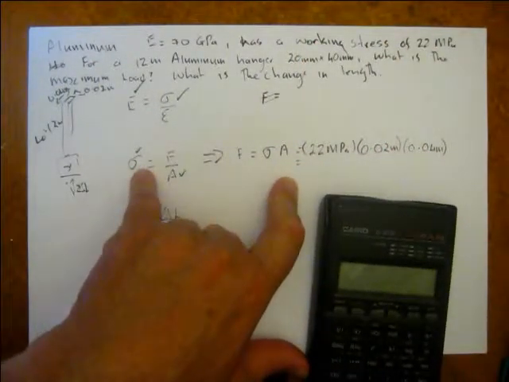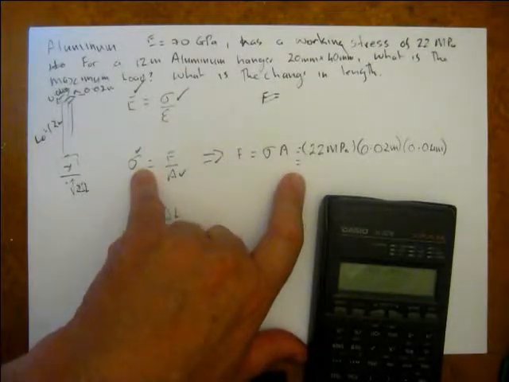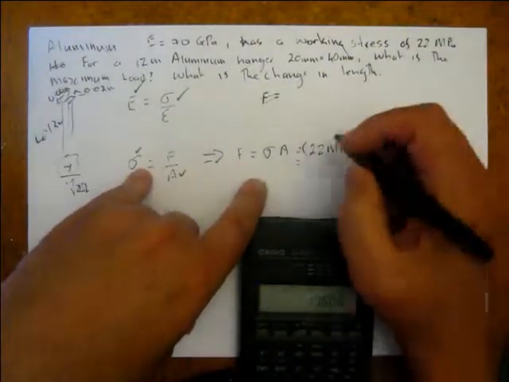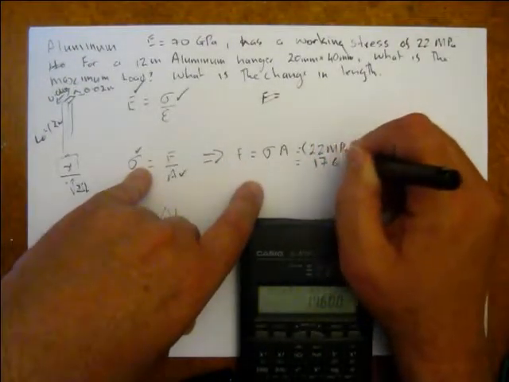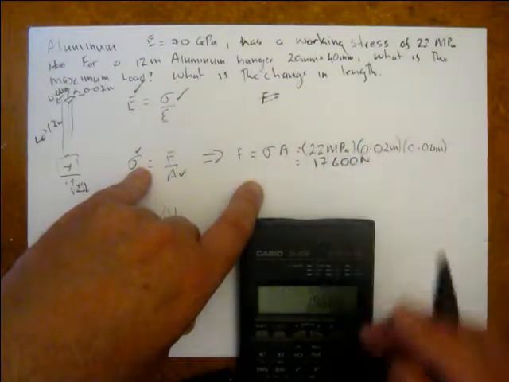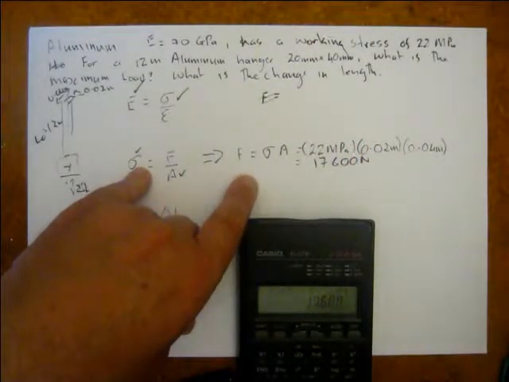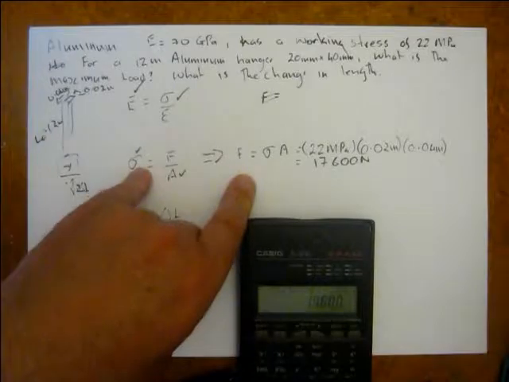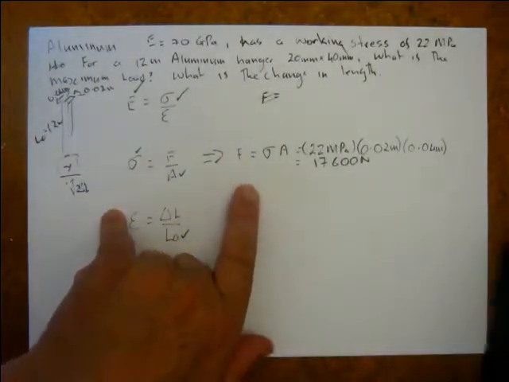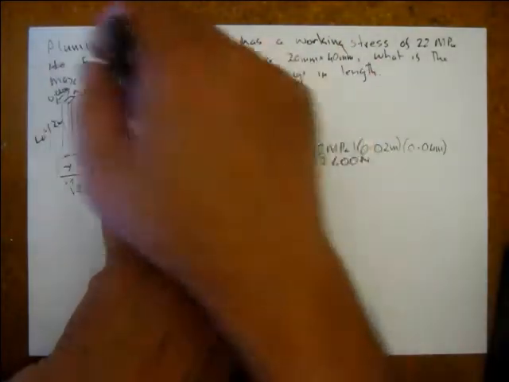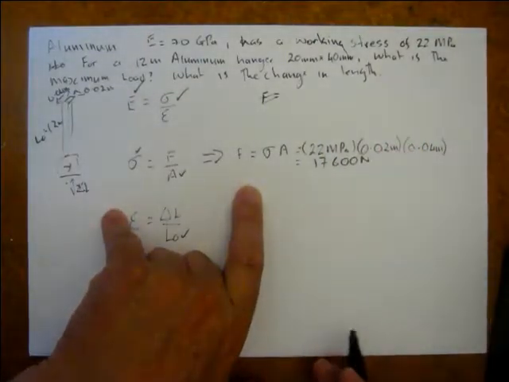So we can go 22 times 10 to the 6 times 0.02 times 0.04 equals 17,600 newtons. So about 1 3/4 ton, very roughly. Okay, so we've worked out what's the maximum load. So that's the maximum load with the system.